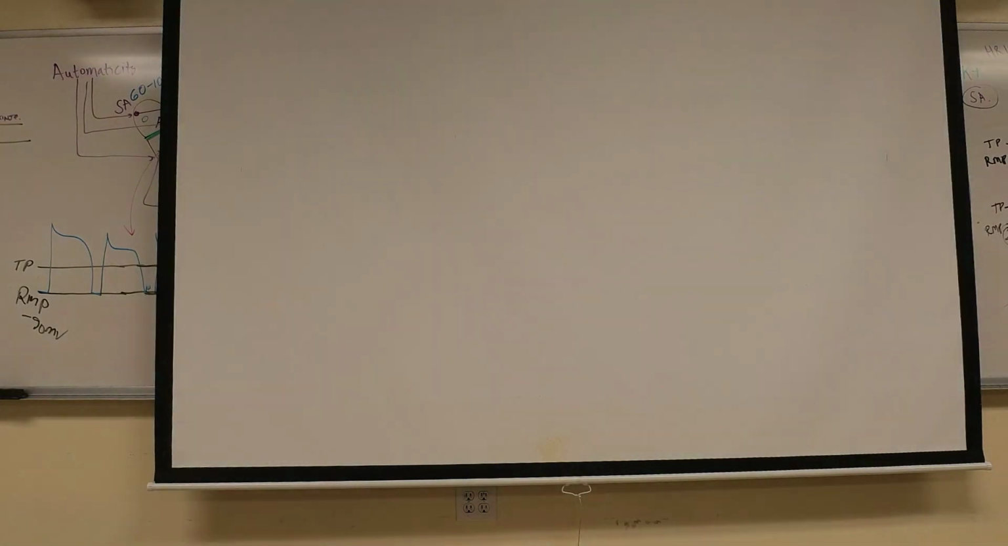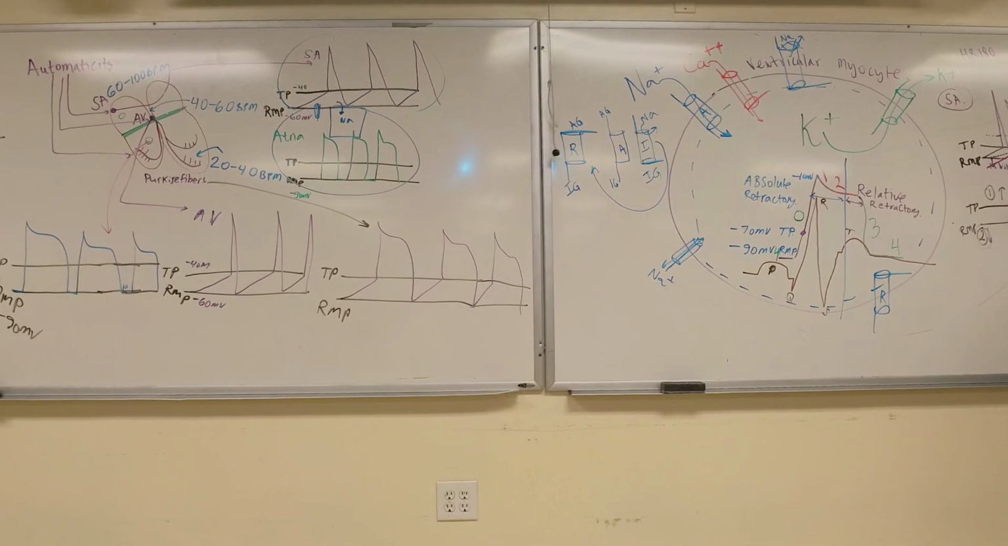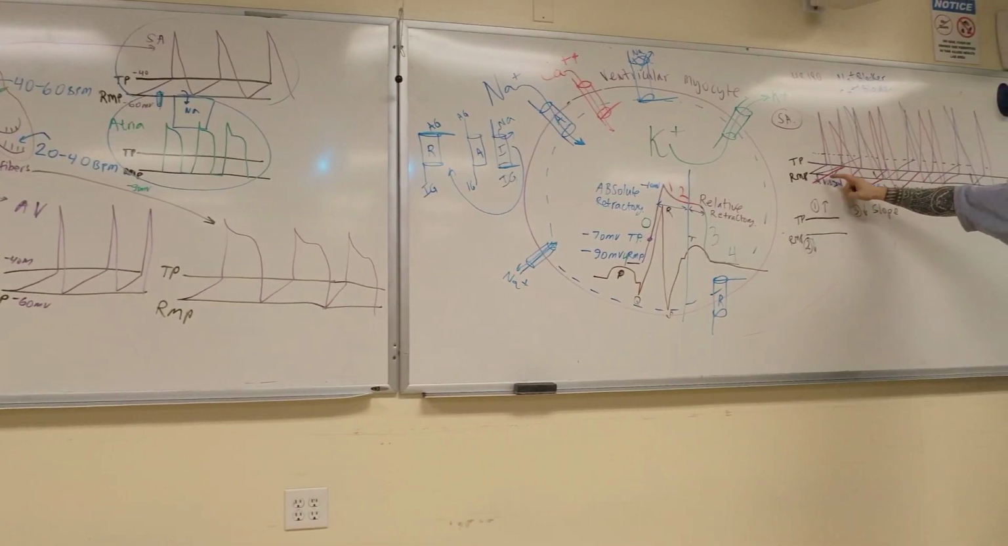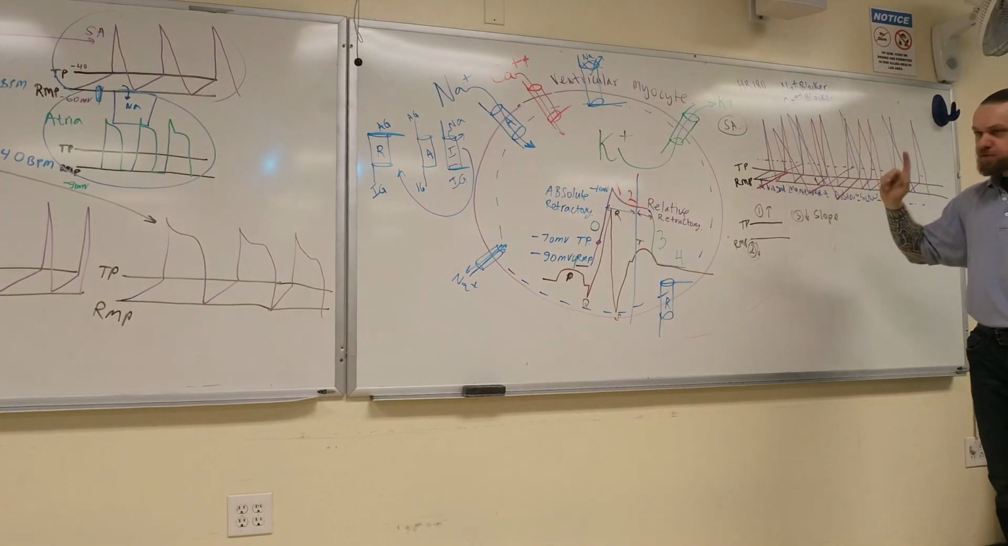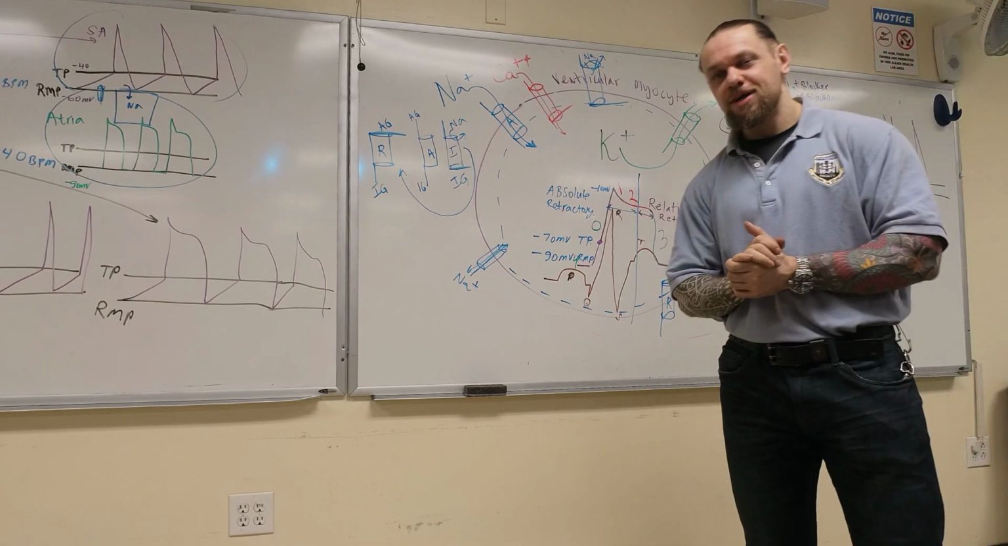What vagal maneuvers do, we just said, is lower the resting membrane potential, so that it takes longer to reach threshold. So my question is, how do vagal maneuvers work? They hit a nerve that activates the parasympathetic. Yeah, something. How? Explain to me how.